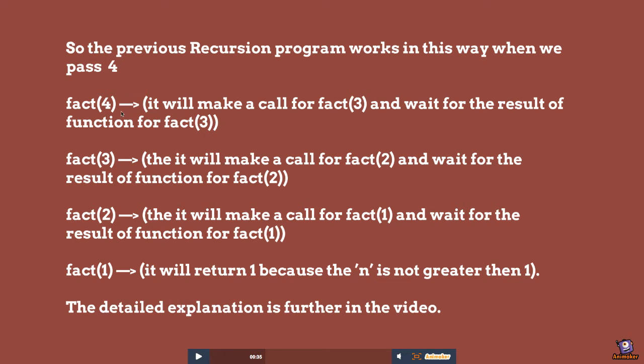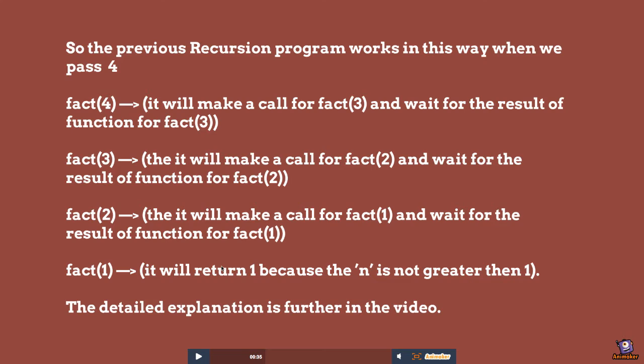So let's take this example. When we pass 4, it will make a call for fact(3) and wait for the result of fact(3). And as it's recursion, it keeps on calling itself. For fact(3), it will make a call for fact(2) and wait for the result of fact(2). And when we pass fact(2), it will make a call for fact(1) and wait for the result of fact(1).